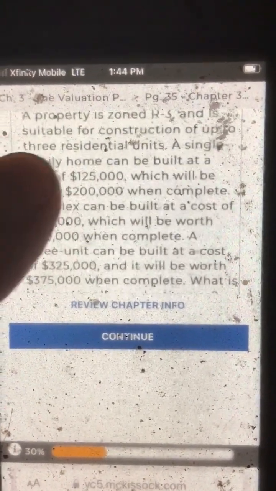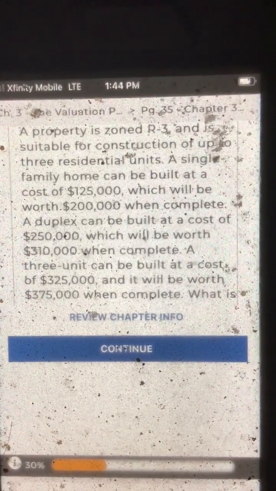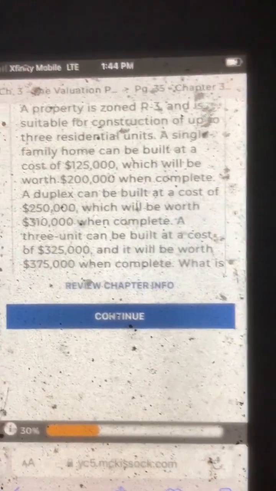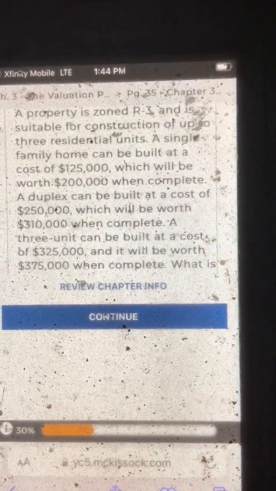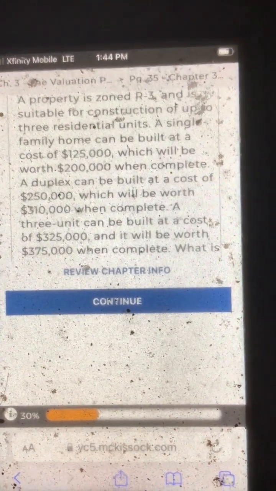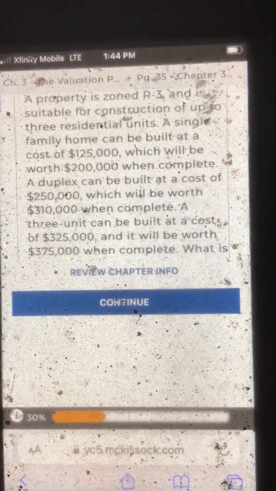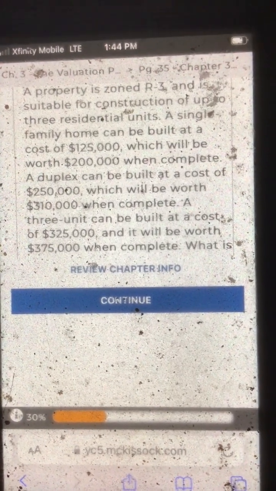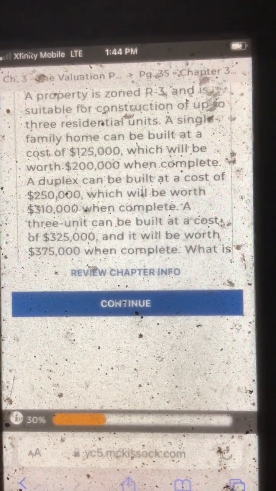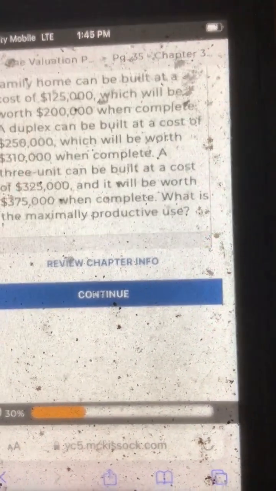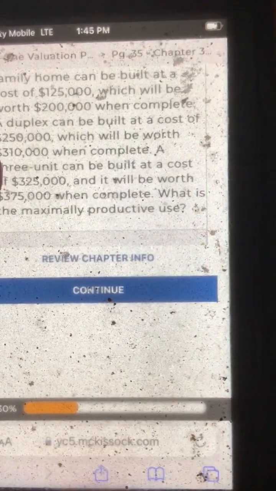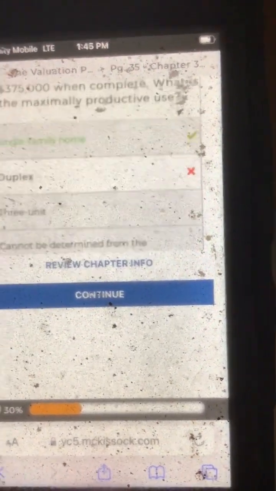Number 5. A property is zoned R3 and is suitable for construction of up to 3 residential units. A single-family home can be built at a cost of $125,000, which will be worth $200,000 when complete. A duplex can be built at a cost of $250,000, which will be worth $310,000 when complete. A 3-unit can be built at a cost of $325,000, and it'll be worth $375,000 when complete. What is the maximally productive use? You said duplex. That was incorrect. The correct answer was single family home.